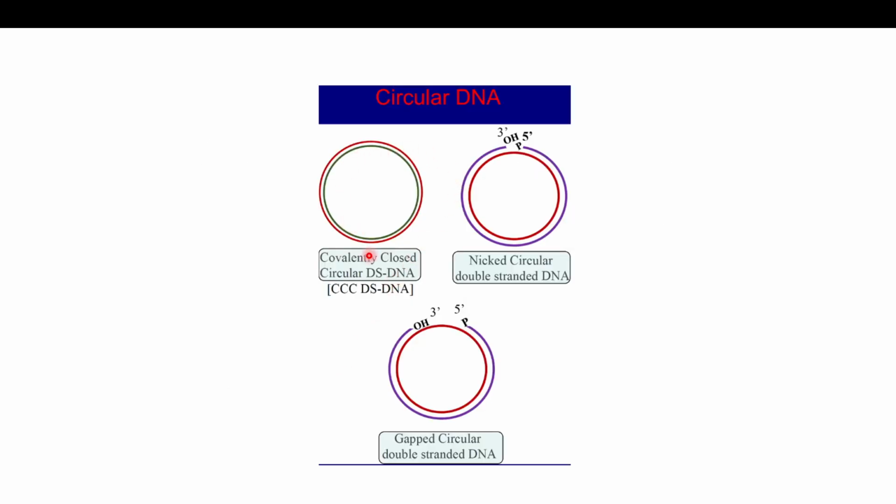Now see, this is the covalently closed circular double-stranded DNA. This is the nicked circular double-stranded DNA, which we were looking at in the previous slide. And this is the gapped circular double-stranded DNA that I was talking about. Like we showed in the case of a linear DNA strand, in the case of a circular DNA strand, multiple nucleotides are missing, so multiple phosphodiester linkages are also absent. Definitely, if nucleotides are missing, the phosphodiester linkage won't be there. But in the nick, only the phosphodiester linkage is missing.